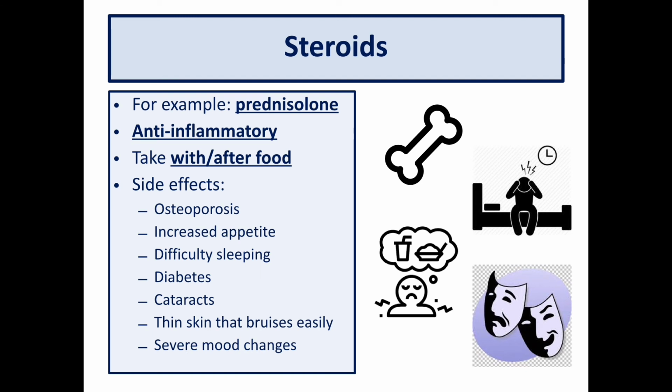The potential side effects from steroids include osteoporosis, which is weakening of the bones. Exercise, eating foods rich in calcium and vitamin D, such as leafy green vegetables, dried fruit, yogurt, tofu, eggs, milk, and oily fish, and avoiding too much alcohol can help reduce the risk. You may also be given medication to help strengthen your bones if needed. Other side effects include increased appetite, difficulty sleeping, diabetes, thin skin that bruises easily, cataracts, and severe mood changes.